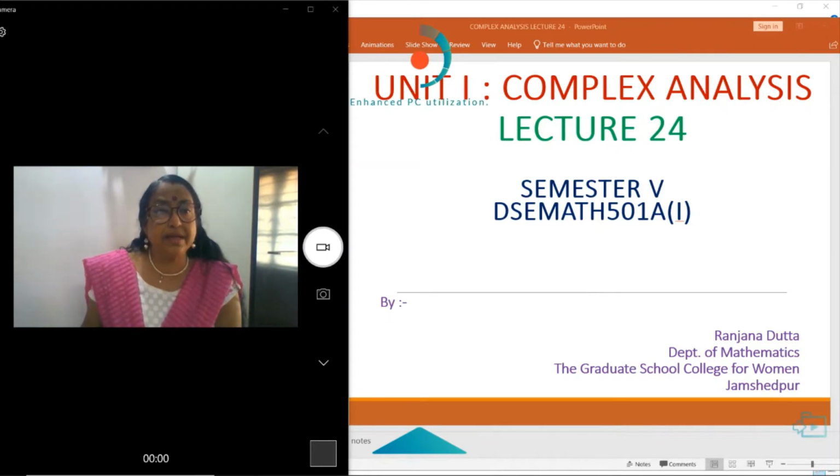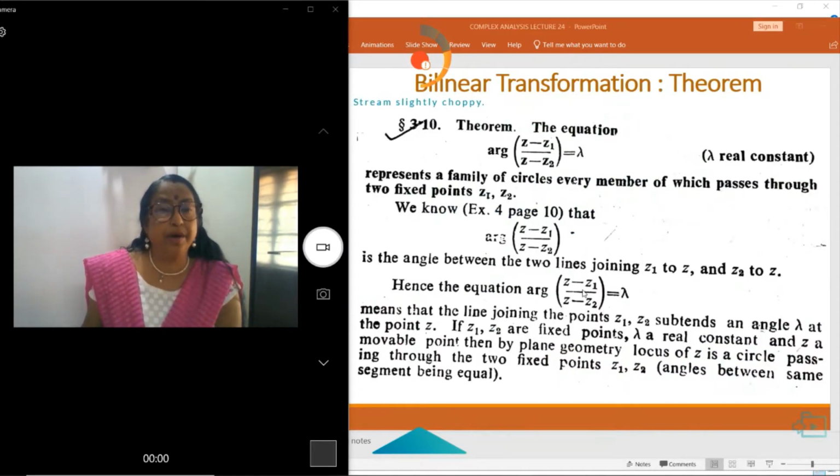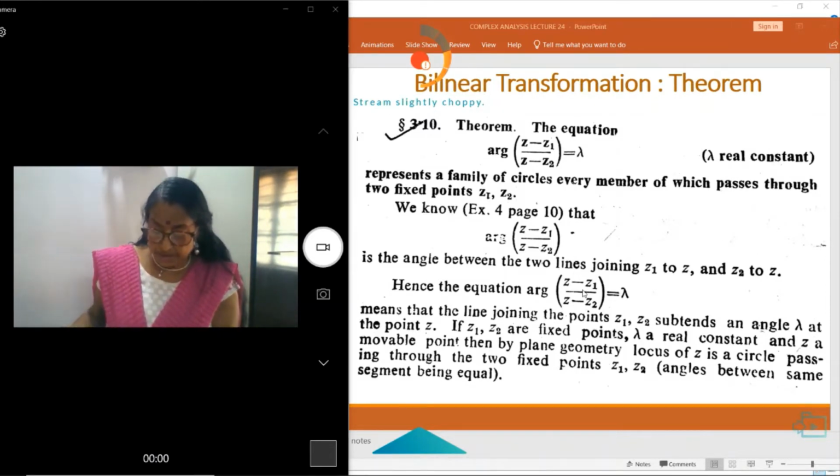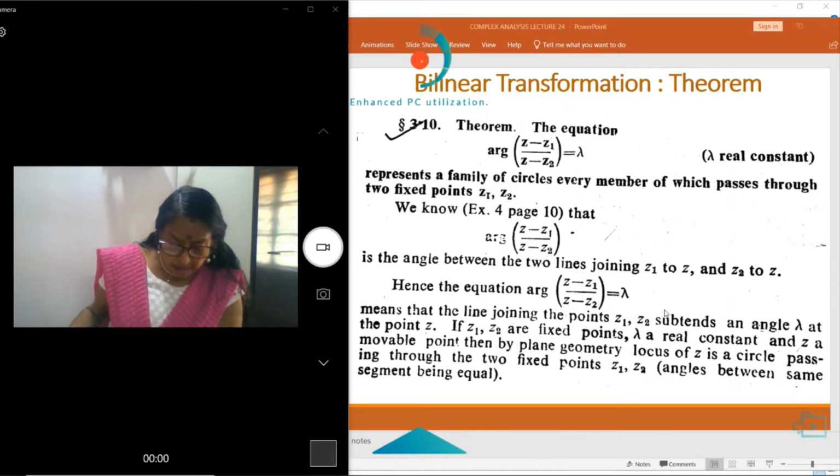Today we will discuss some theorems on bilinear transformation. Here, the first theorem: the equation arg((z - z1)/(z - z2)) = lambda represents a family of circles, every member of which passes through two fixed points z1 and z2.